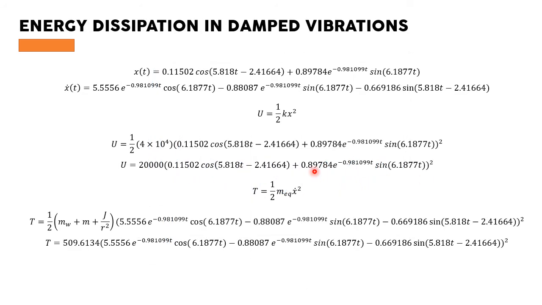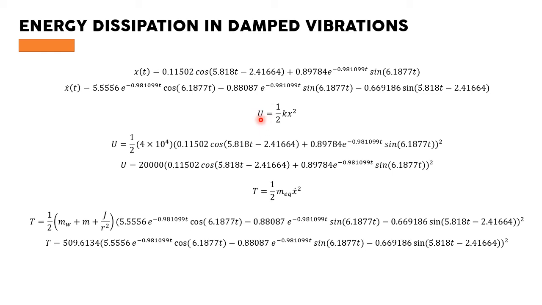So moving on, we have provided an additional insight into this analysis by considering energy dissipation in damped vibrations for our car suspension system. As you can see, this was the response of our car suspension system, the displacement function. Now we have taken the derivative of this function to find the velocity.